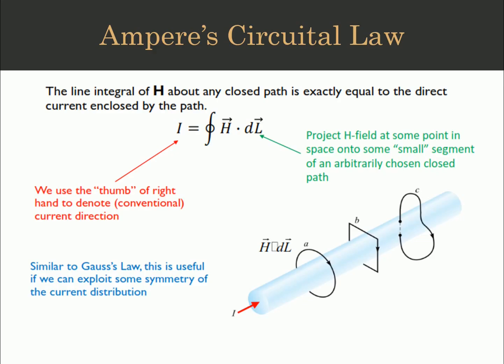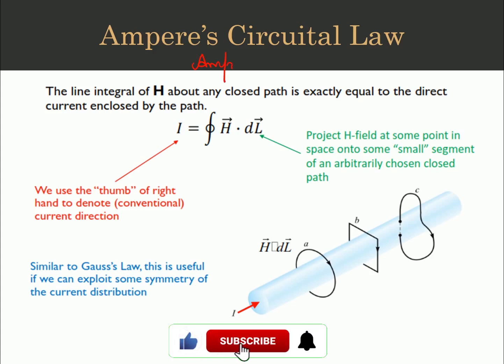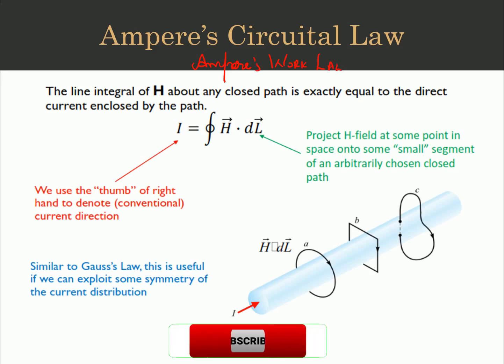So now what is Ampere's circuital law? The Ampere's circuital law is also known as Ampere's work law because the current is moving by doing some action or some work around a closed loop. So what's the need of the Ampere's circuital law?